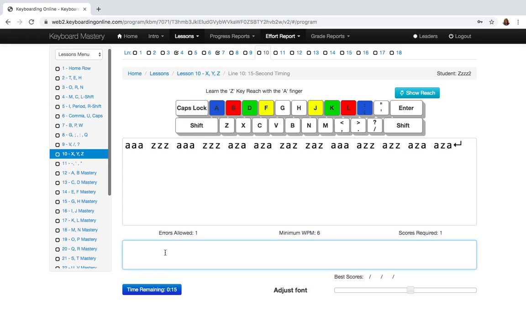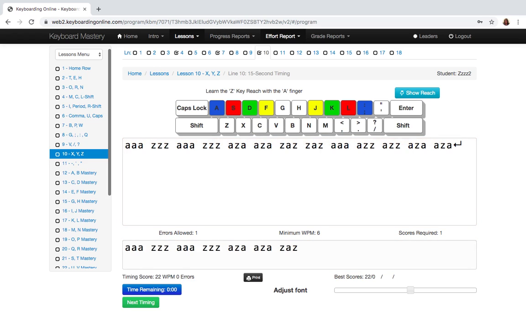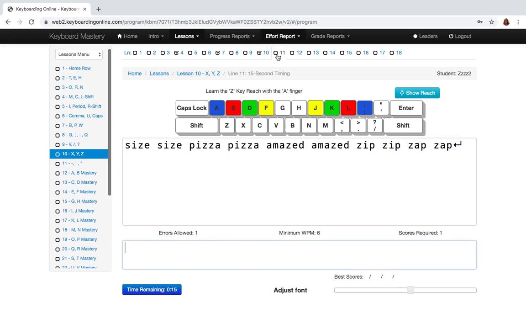So let's try that reach. A space, Z, Z, Z space. Always thinking the key as you strike it helps you to memorize. A, Z, A space, A, Z, A space, Z, A, Z space, Z, and so on. All right, continue on. More practice with the Z key. Now you know all the letters of the alphabet, and I congratulate you.